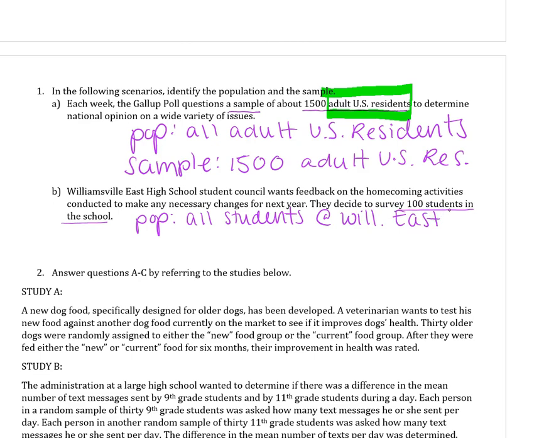Okay, they want information for everybody. They didn't ask everybody, though. They asked 100 students in the school. So our sample is the 100 students.